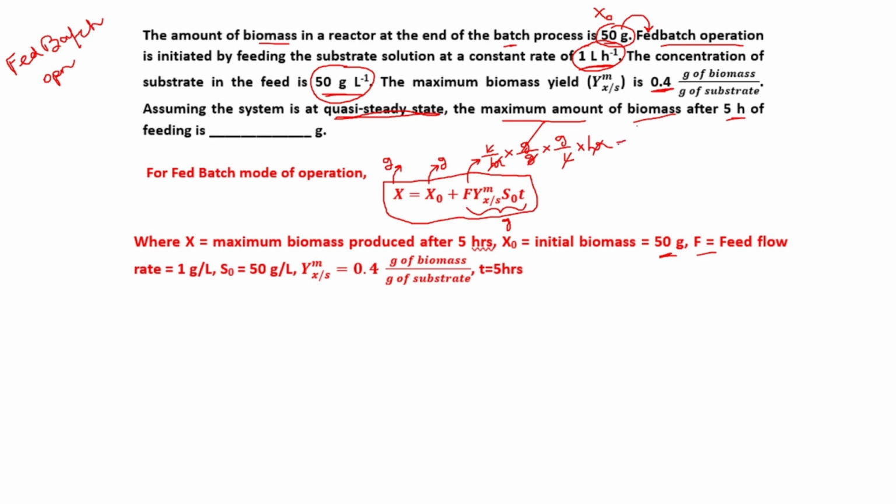So this is also consistent with the other units. You can only add quantities of the same unit, so you can add X0 with F Y_XS S0 t. You have been given everything, you just substitute the values and you get the value of X, which is the final or the maximum amount of biomass after 5 hours: 150 grams.